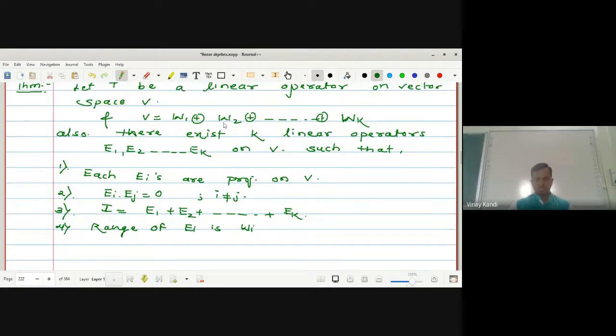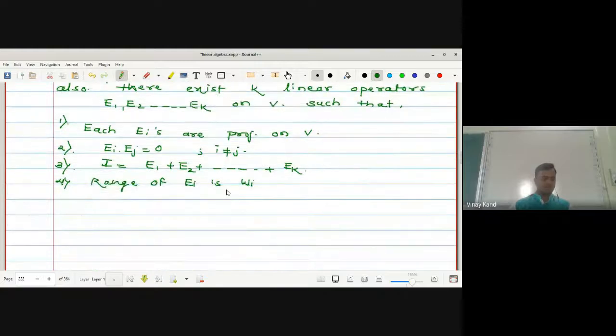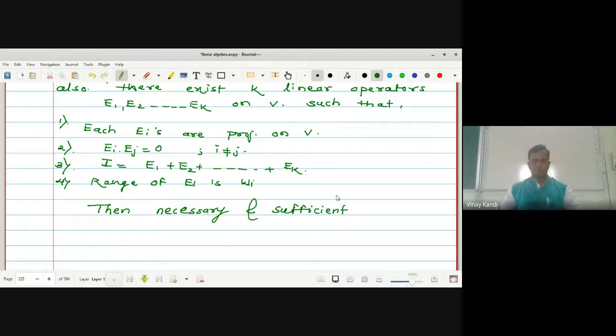Okay, all these things are given. Now, the necessary and sufficient condition. Then the necessary and sufficient condition that each subspace Wr is invariant under T.